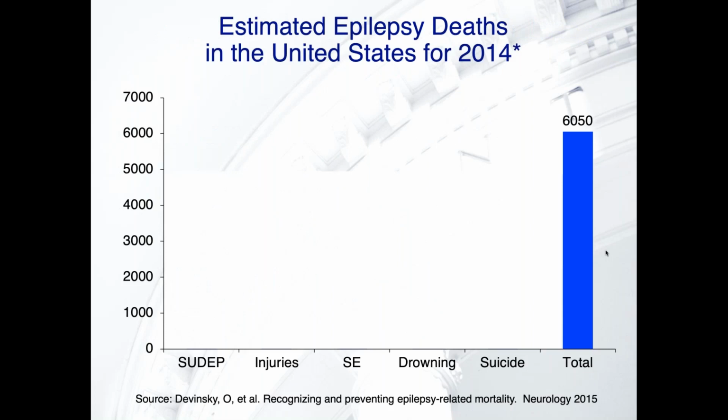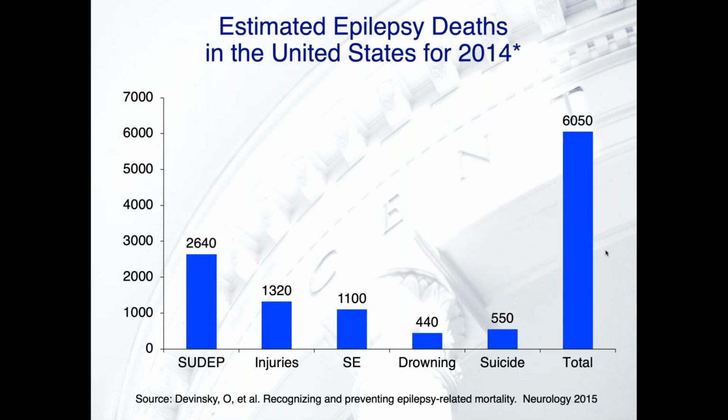If you look here, this is data from 2014, and this was the estimated number of deaths that were associated with epilepsy in that year, and there were about 6,000. If you look at how it breaks down, there were various things, some of which we've talked about, that were specifically associated or to which those deaths were attributed. Drowning being one, injuries being another, but you'll see that that biggest bar on the left is for a condition called SUDEP, or sudden unexplained death in epilepsy. And that's what I wanted to talk about next.